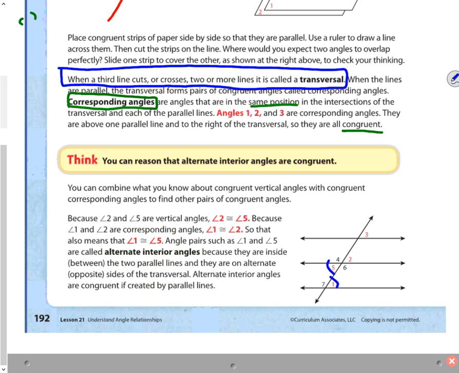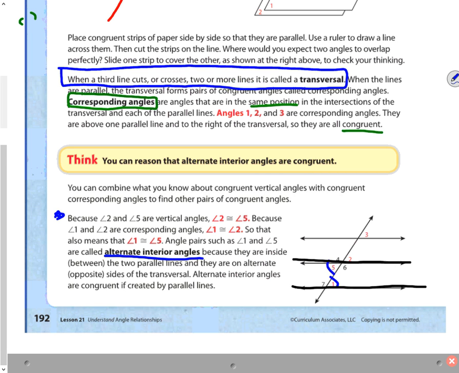So reading this paragraph here, it says because 2 and 5 are vertical angles, 2 is congruent to 5. Angle 2 is congruent to angle 5. Okay? Because angle 1 and angle 2 are corresponding angles, angle 1 is congruent to angle 2. So that also means that 1 and 5 are congruent. And those are called alternate interior angles. Okay? They're called alternate because they're inside of the two parallel lines. I'll draw those two parallel lines. They're inside, so that's the interior. And they're on alternate sides or opposite sides of the transversal. So they're on opposite sides of that line that cuts through them. So that's why they're called alternate interior angles.